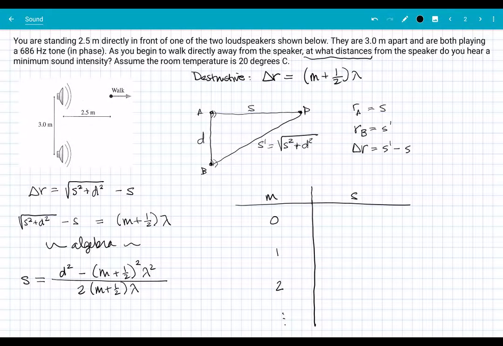If I plug in 0 for m, along with my other values, since d is given, I get somewhere around 17.88 meters. If I plug in 1, I get something around 5.62 meters. If I plug in 2, I get 2.98 meters. Oh, actually, no, that's all we can do. We don't want to go any smaller than that because we're told that you start walking from 2.5 meters. So yeah, that's it. It would just be those three cases then.